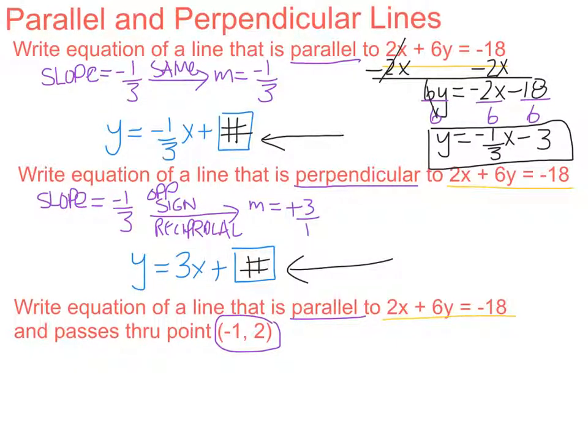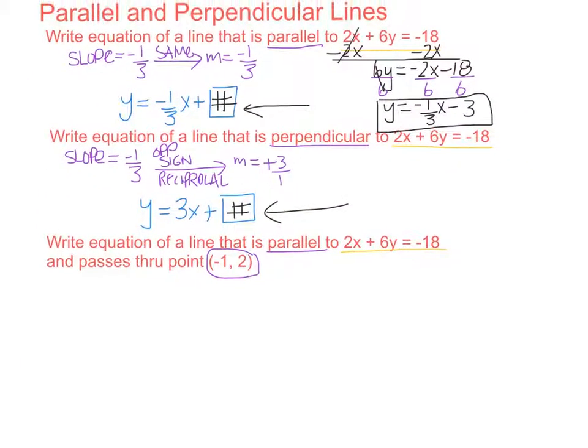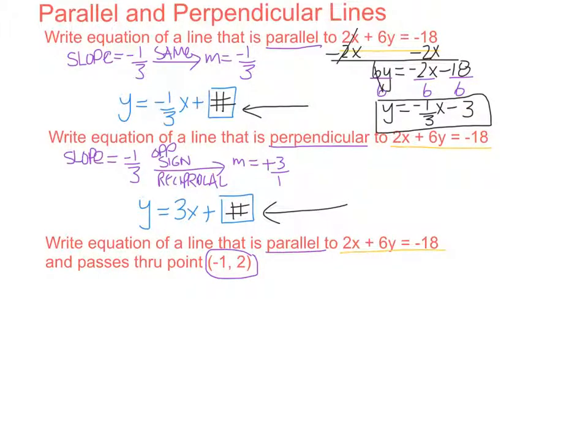Okay, now for our last question. Now, this is the one that's going to require a few extra steps. It asked us to write the equation of a line that's parallel, so I've done that before up here, but this time they say it has to pass through the point -1, 2. You know what, if this point had been the y-intercept, I would have just put that number here. But this is a general point. This is not the y-intercept.